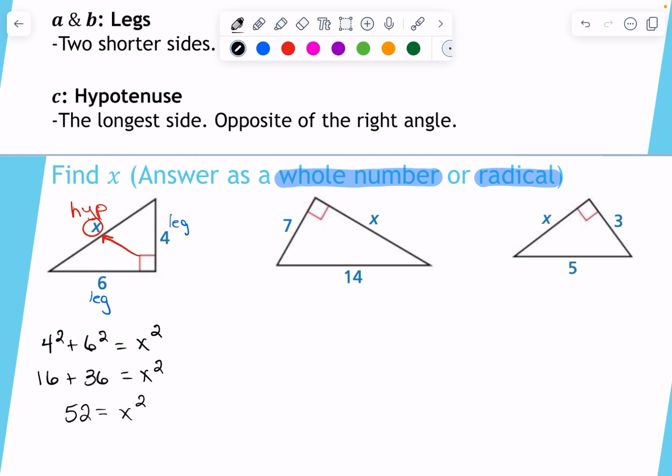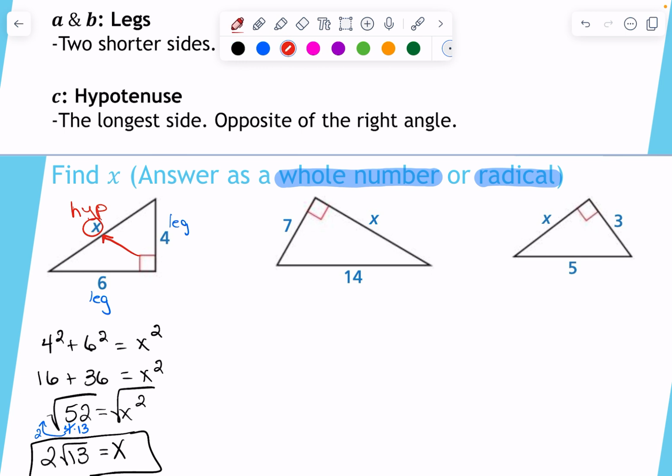Then how do we undo a square? We undo it by taking the square root of it. So now we know x is equal to the square root of 52. 52 is not a perfect square, so the next thing I ask is, can I simplify it at all? The answer is yes, 4 times 13 goes into that. So I'm going to bring the square root of 4 out, which is 2. My final answer here would be 2 square root of 13, and that would be our final answer. We're not going to a decimal yet. We're just keeping it as a simplified radical.